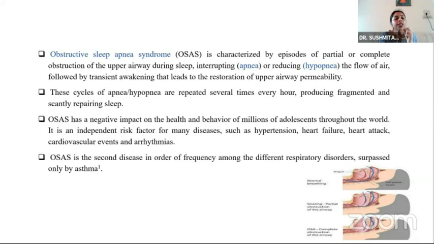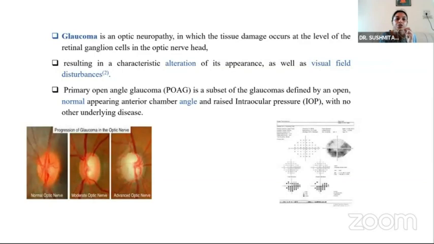OSAS has a huge negative impact on the health and lifestyle of adolescents, and it's an independent risk factor for many cardiovascular incidents as well. It is second only to bronchial asthma in the respiratory disease load of our country.